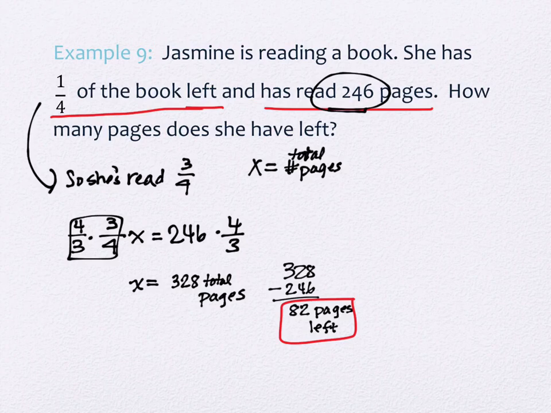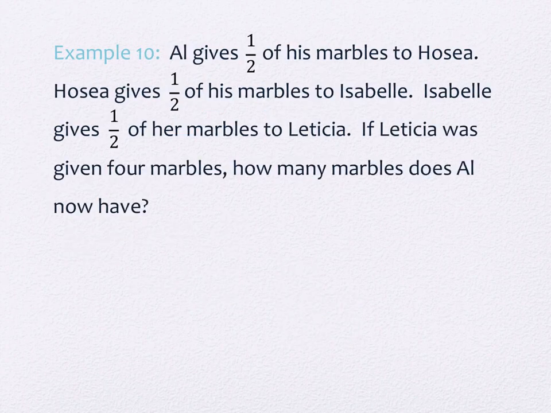Okay, you ready to look at some generous children? Because that's our next problem. Kind and generous children. Al gives 1/2 of his marbles to Jose. Jose gives 1/2 of his marbles to Isabel. Isabel gives 1/2 of her marbles to Letitia. If Letitia was given 4 marbles, how many marbles does Al now have?